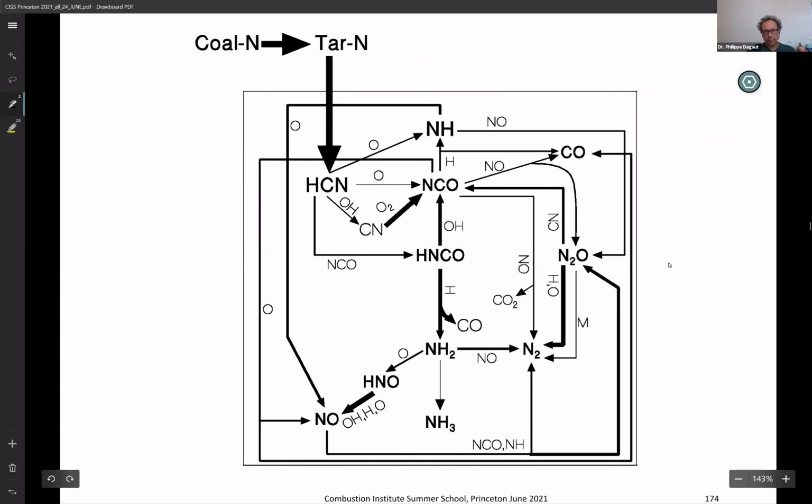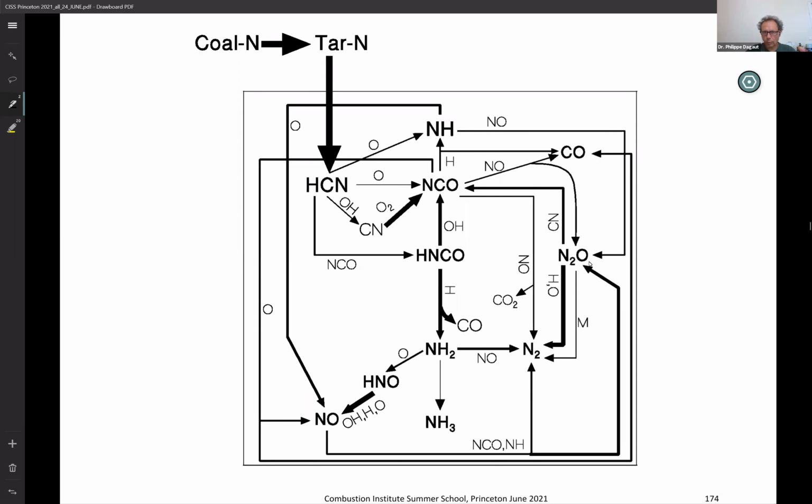There is a formation of N2O also, which occurs through a range of reactions. One of them is the reaction of NO with NCO or NH, producing N2O. N2O is a problem.